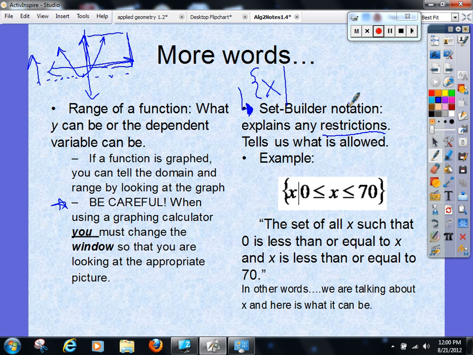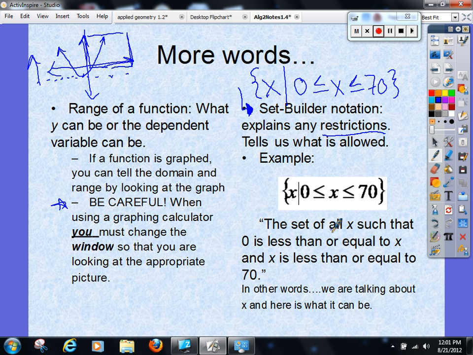So what is the rule? Tell me what x can be. For our example with the car stopping, we said the speed had to be between 0 and 70. The set of all x such that, and then we already talked about all this.